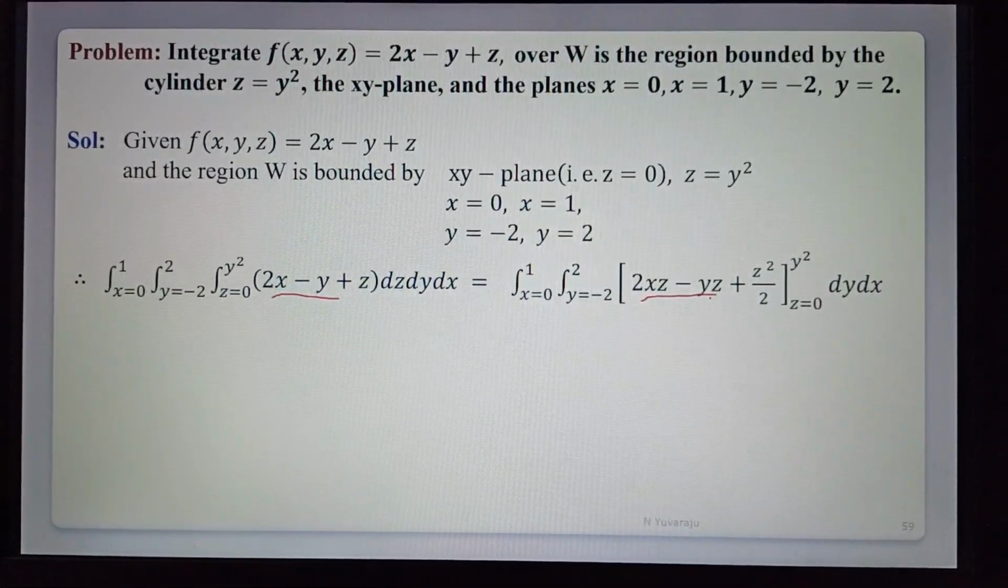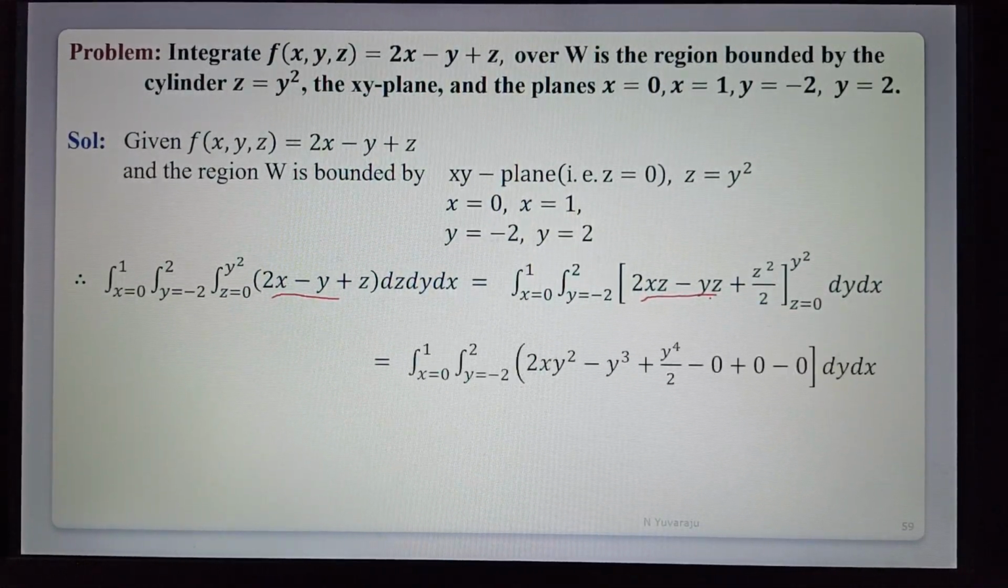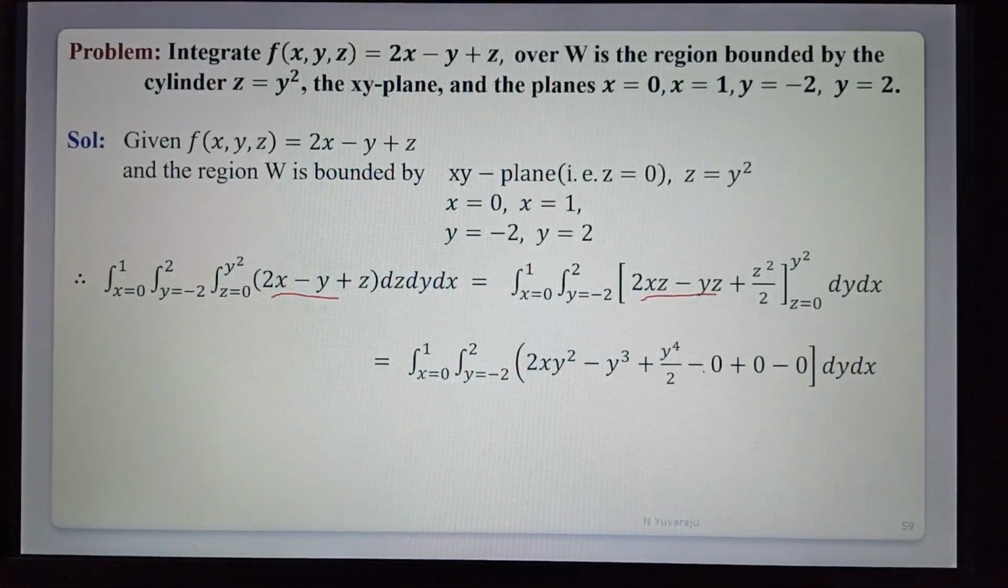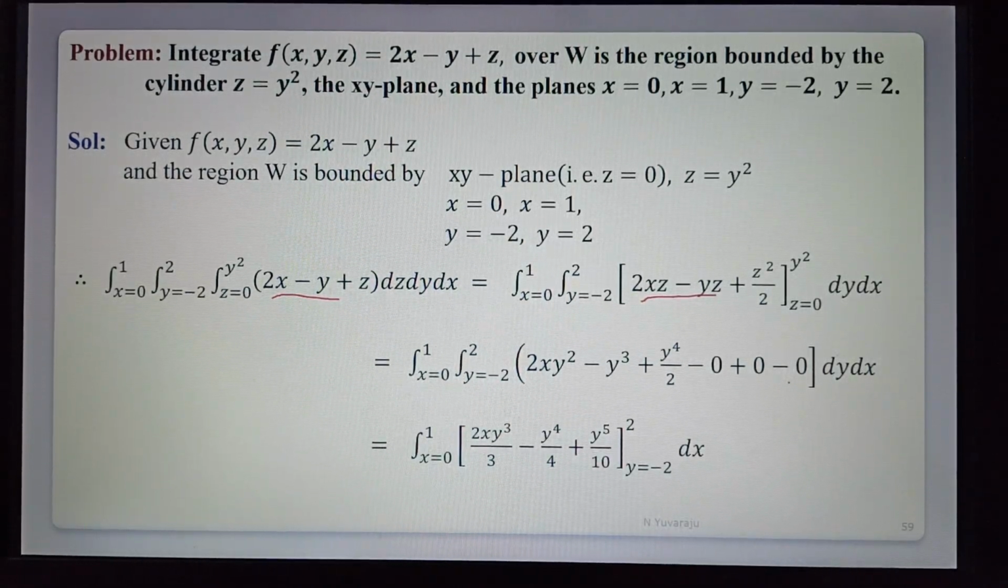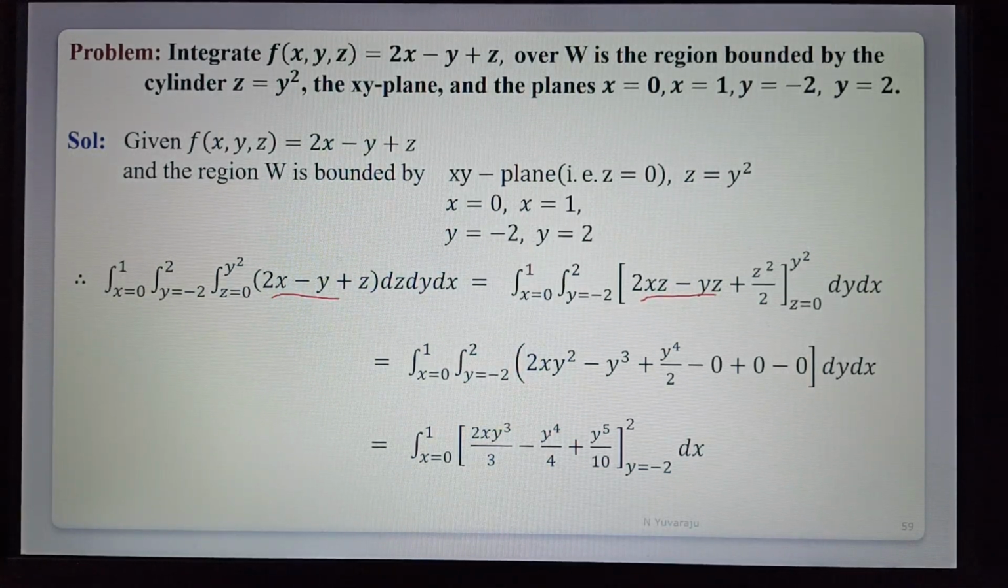Substituting first the upper limit y square. So integration 0 to 1, integration y is equal to minus 2 to 2. So 2x y square minus y cube plus y power 4 by 2, minus 0 plus 0 minus 0, into dy dx. So now integrating with respect to y, so integration x is equal to 0 to 1, 2x into y cube by 3 minus y power 4 by 4 plus y power 5 by 10, y limits minus 2 to 2.